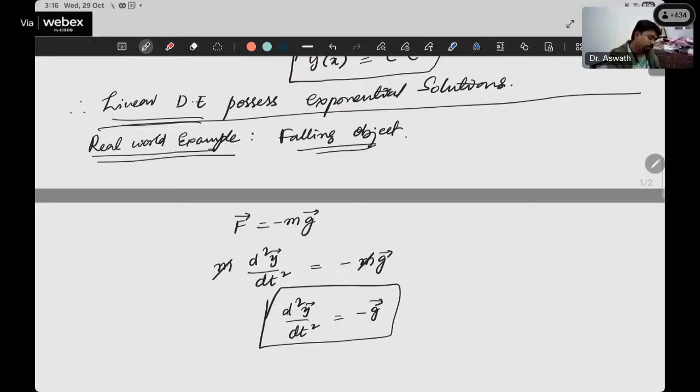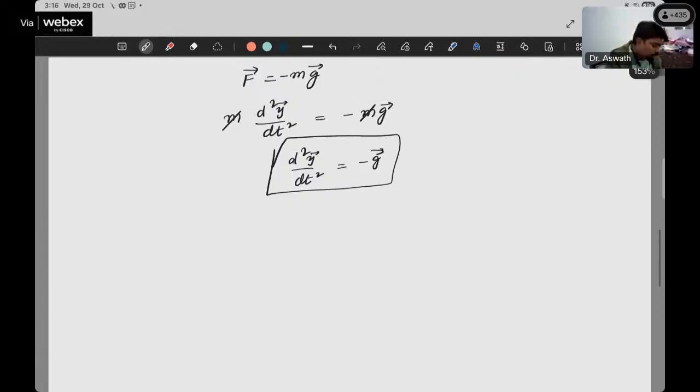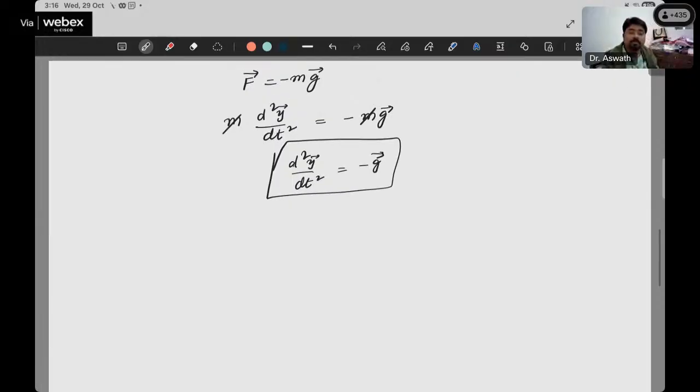Fine. So this is a differential equation. Here I see g is a constant. Okay, it's not a function. So the second order derivative is becoming a constant value. Now, I want to have the scenario of what I was expecting in the previous case.